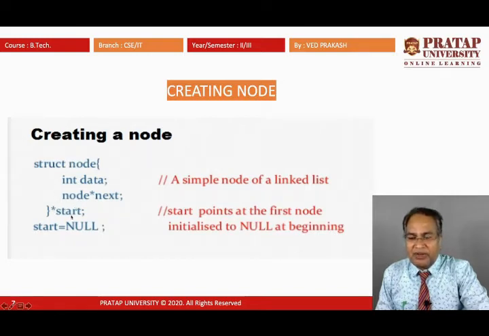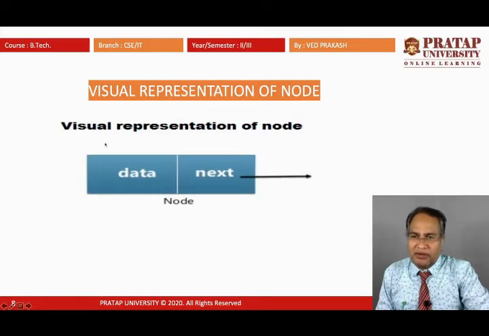Basically, when we declare the structure, initially we set this start pointer to null. When we use this code, this block diagram is what is represented in the memory. According to our code, a block is made that is divided into sections. One part is data, and the second part is used for the next pointer. So that is the visual representation of a node according to our code.